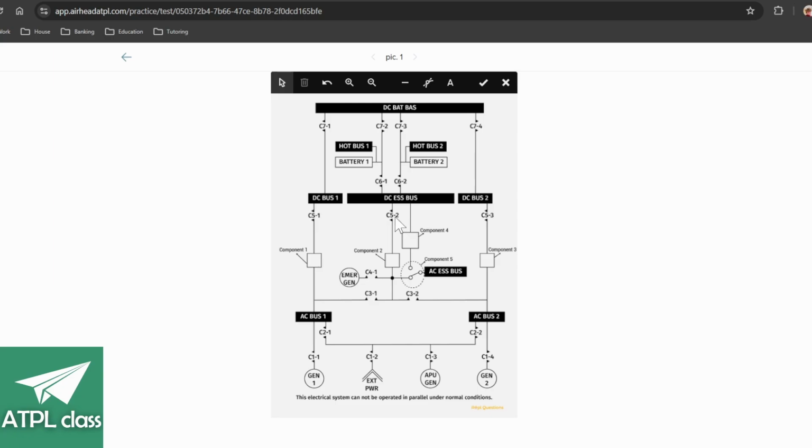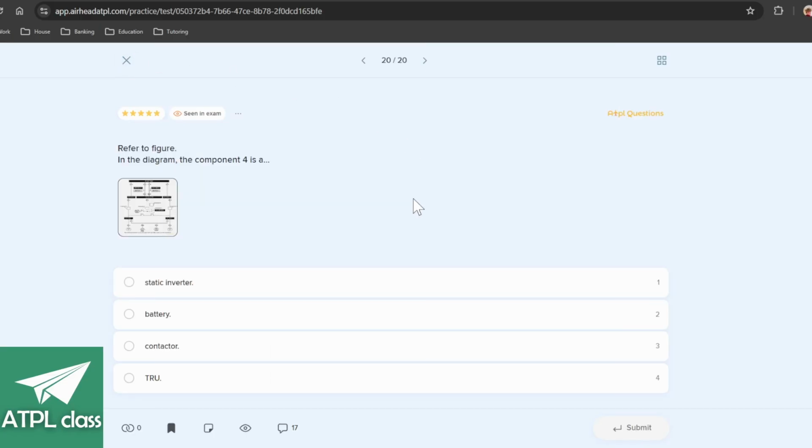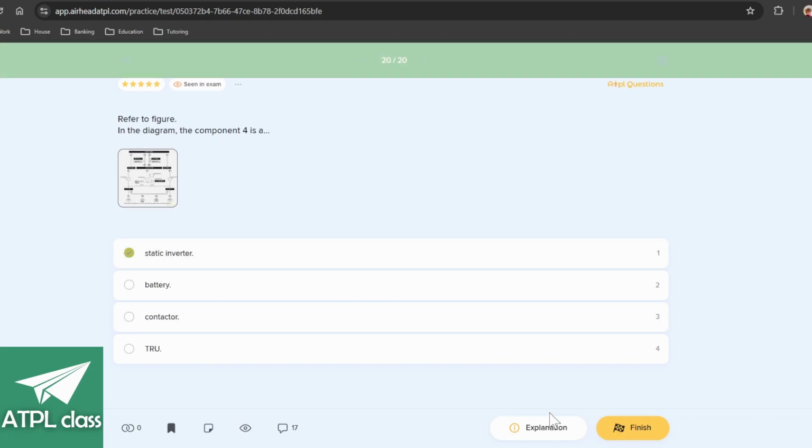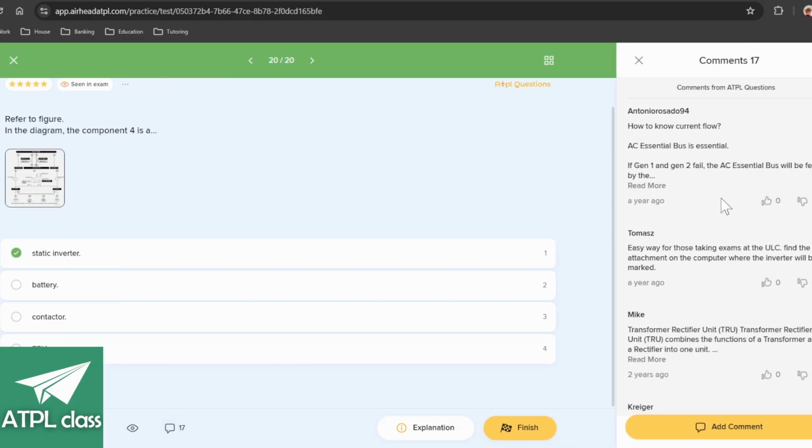But anyway, again, quite a harsh question, because I know that that's going to be a static converter because it's going from the DC essential to the AC essential. And I know that if all these components at the bottom fail, you're going to get the batteries switching on the DC essential bus, which then goes to this component, which will then switch. This component 5 will switch, and the AC essential bus will be powered. So component 4 is an inverter of some kind. Static converter, yeah. It's not a very student-friendly question, a lot of these things.